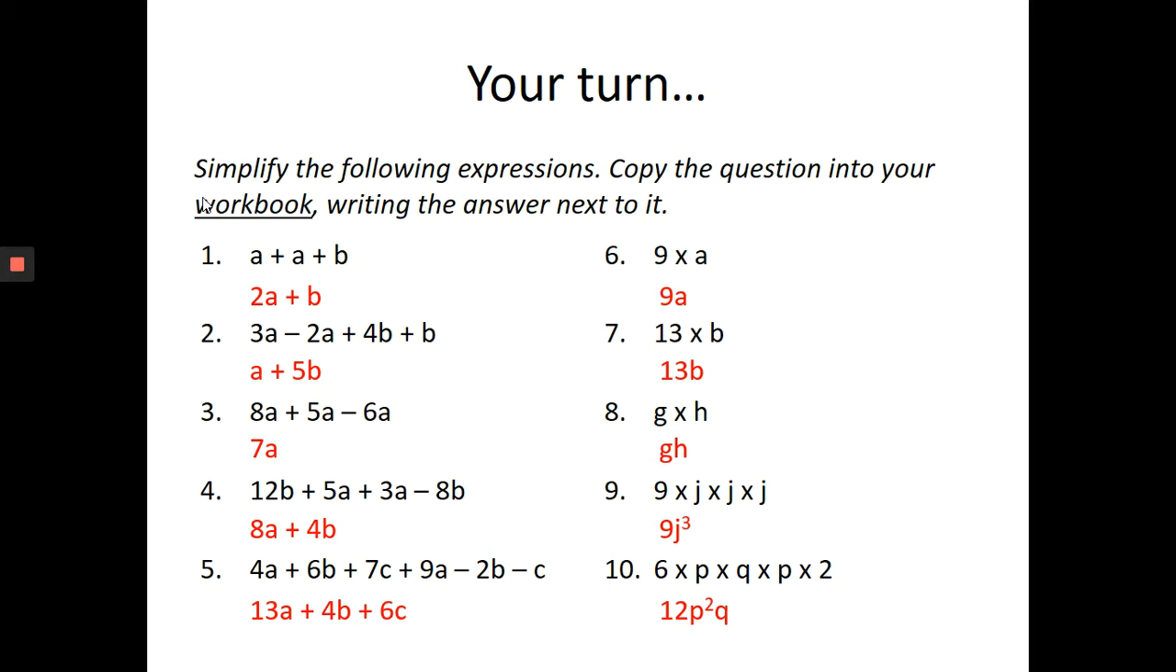How do we get that? We have p times p. They are like terms, so they can go together. That becomes p squared. Q is by itself, but it's still times, so we get rid of the times and put it at the end. So we've got p squared times q, and we've got 6 times 2, which equals 12. So the answer to that one would be 12p squared q.